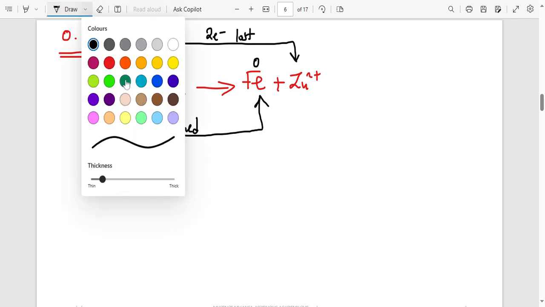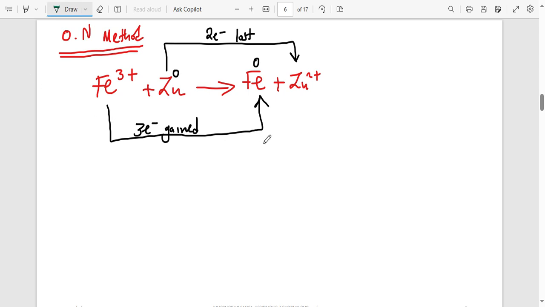What you do now from there is that you swap numbers at this point. You are going to multiply this equation. The equation on top, the arrow is showing that 2 electrons have been lost. So multiply this equation by 2. And then this 3 which is down, multiply this other equation by 3.